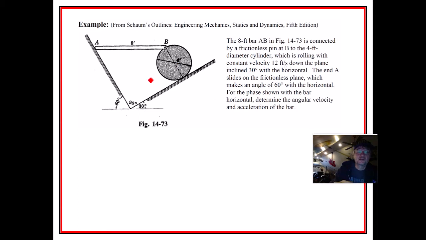So they're saying it's going this way. Right there, it's going at 12 feet per second, constant velocity, and the plane is inclined at 30 degrees right there. Okay, the end at A slides on a frictionless plane, which makes a 60-degree angle with the horizontal. For the phase shown, with the bar horizontal, determine the angular velocity and acceleration of the bar.